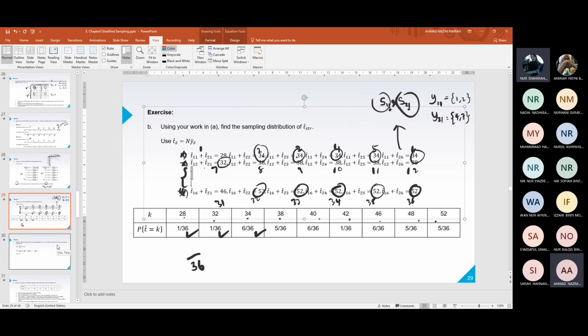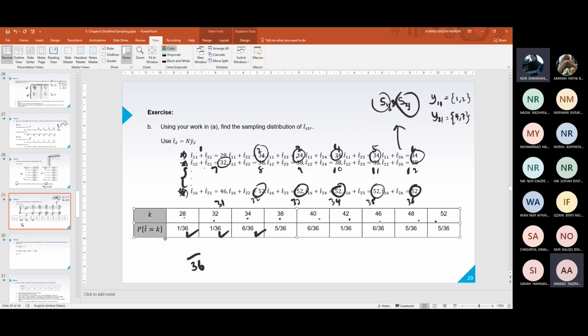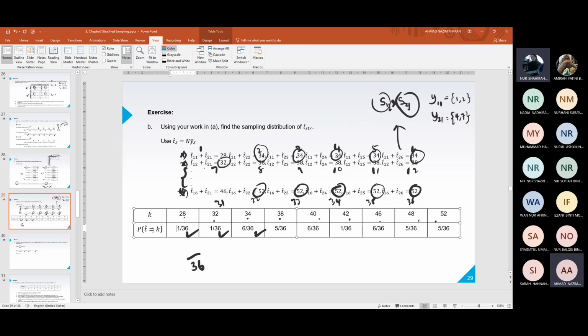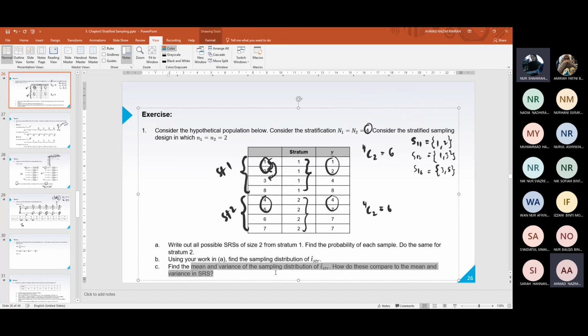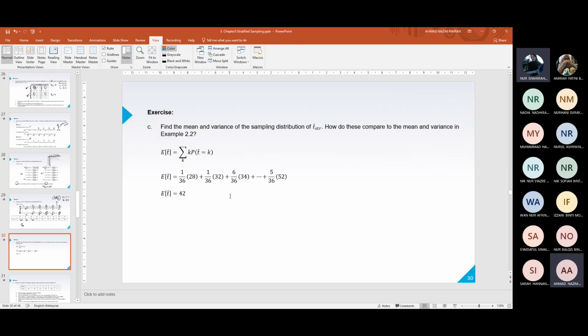Alright, so same process. Once you already have the probability value and the K value, then you can calculate the mean and variance of the sampling distribution. This is the mean only of the sampling distribution, and you can try to calculate the variance of the sampling distribution.